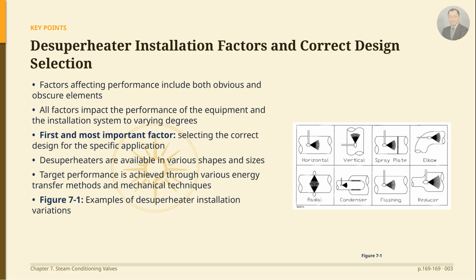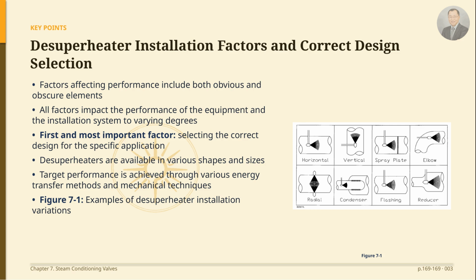Among the factors affecting desuperheater performance, some are obvious and some are not. However, all of these factors impact the performance of both the device itself and the system in which it is installed, though to varying degrees. The first, and perhaps most important factor for efficient desuperheater operation is selecting the correct design for the respective application. Desuperheaters come in a wide variety of shapes and sizes, and they use various energy transfer and mechanical techniques to achieve the desired performance within the limits of the system environment.